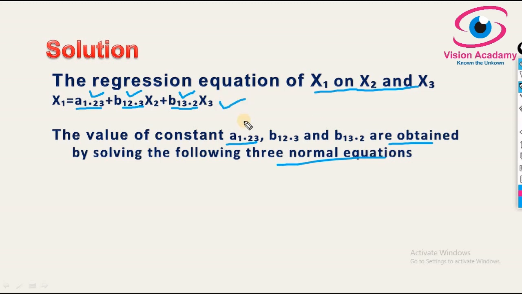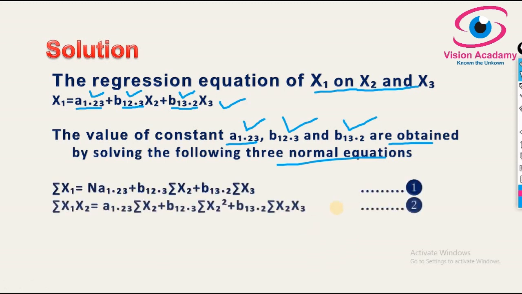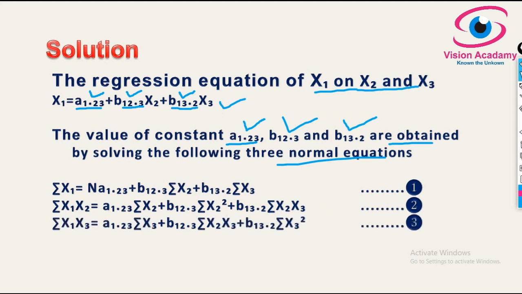So if you want the values of a1.23, b12.3 and b13.2, you need to solve this basic equation. I have explained this basic equation. So we have three normal equations here.